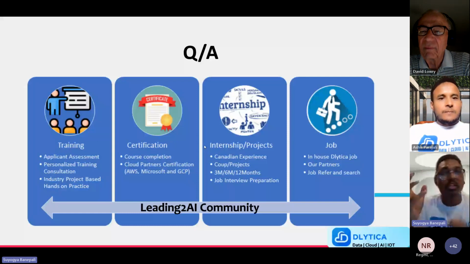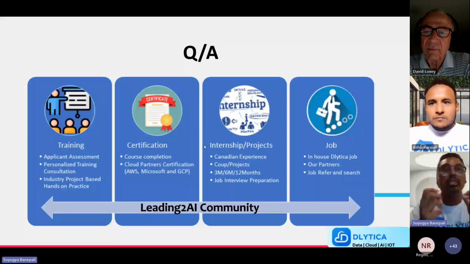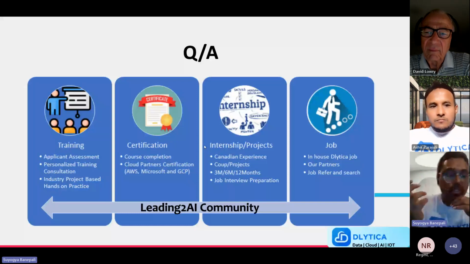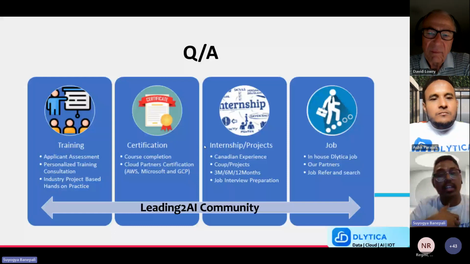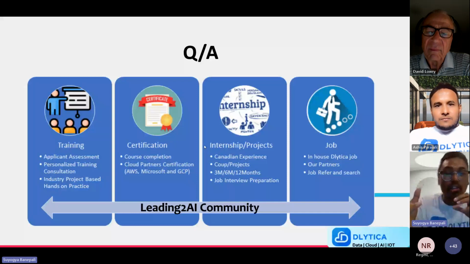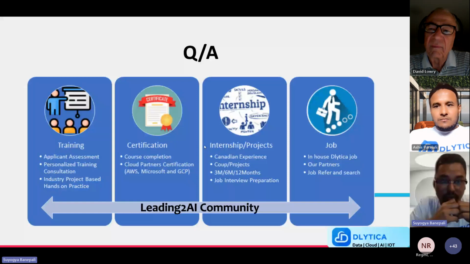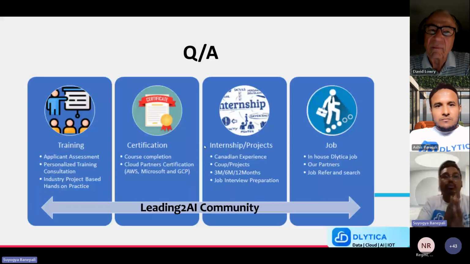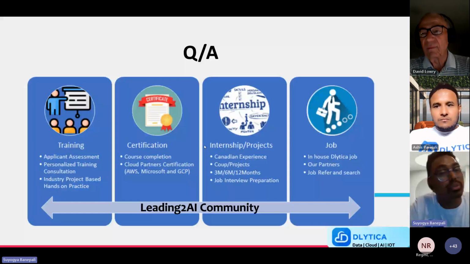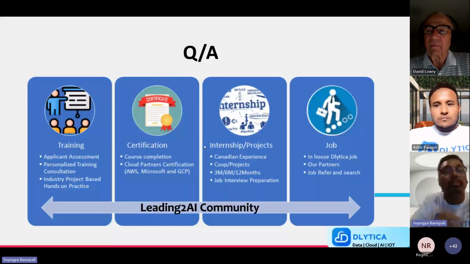If you see the diagram, a quick training or assessment should be done before we even proceed further. Say I'm a software engineer back home, but I want to do this. The Canada market is hot in this area, so we should have a customized, personalized training consultation for you, not just training. If you are an experienced person, you don't need 3 months of training. You just need a refresher.